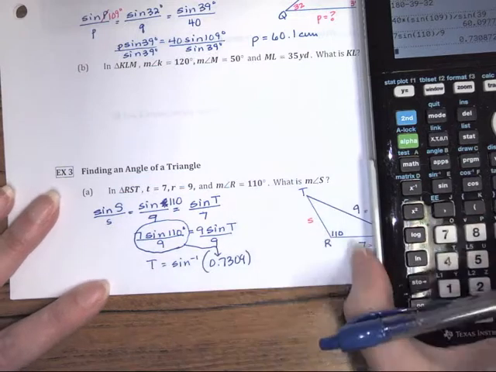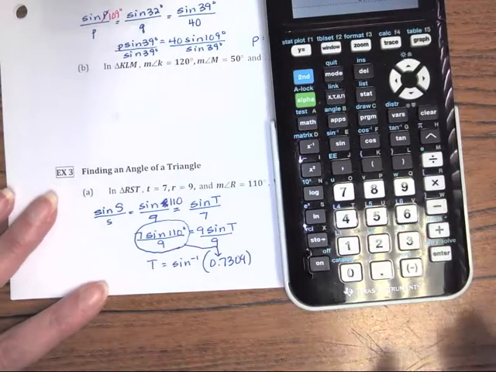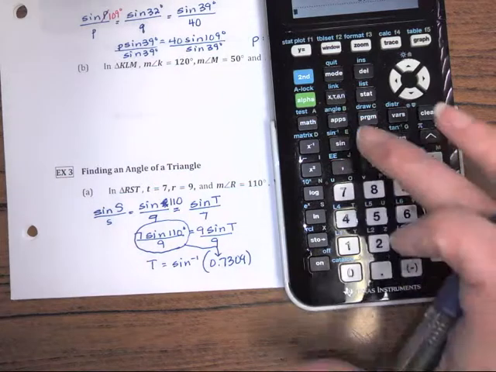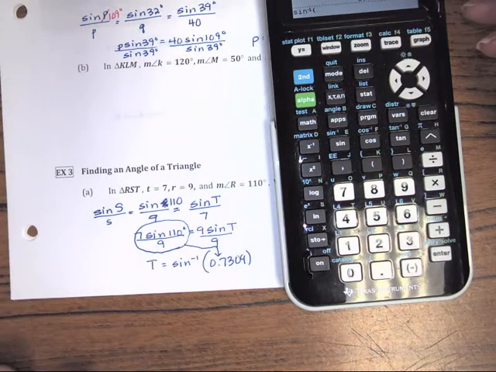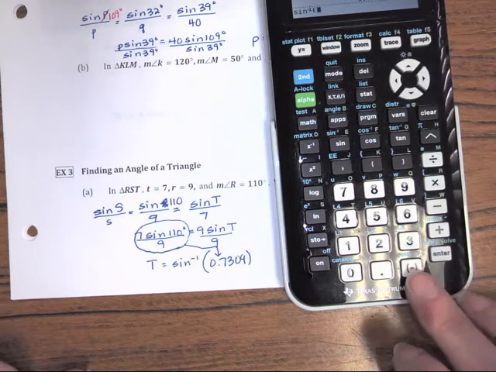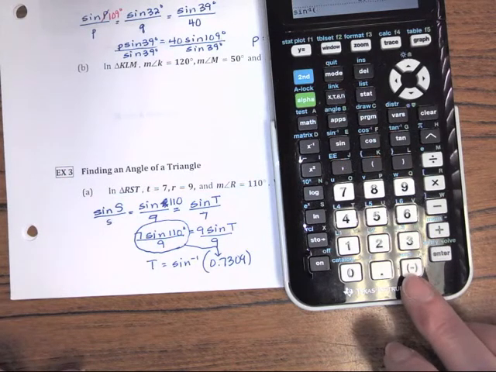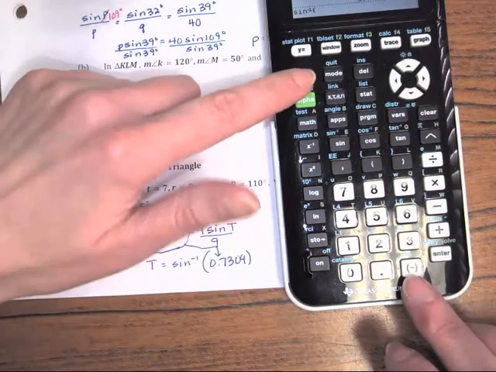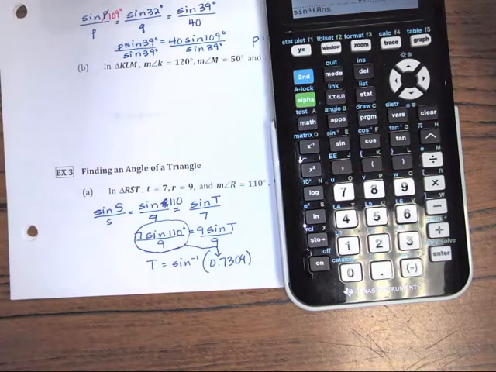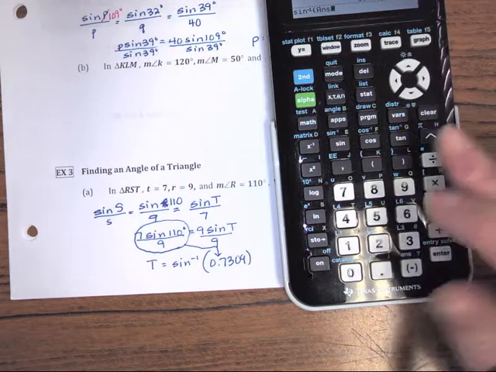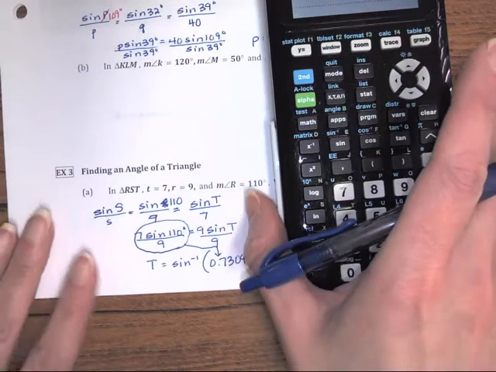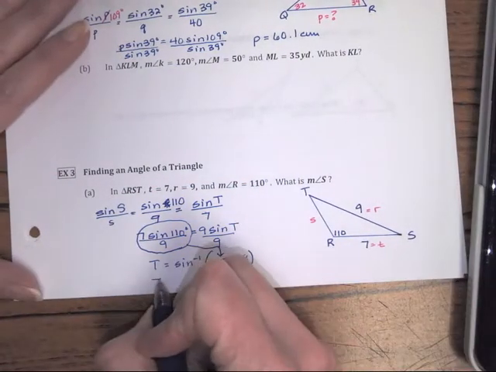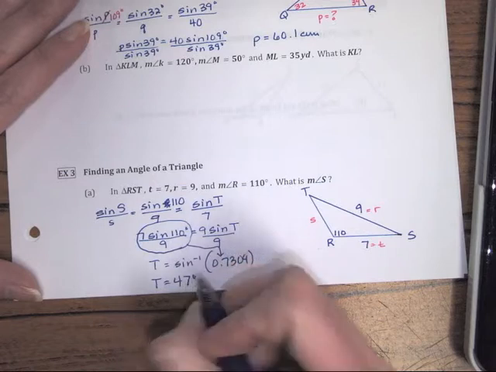I'm going to show you a lovely little trick that your calculator does. I need the inverse sine of that. So second inverse sine, I want this last thing that was just in my calculator, right? Go down here and you see the negative key. Second, that key will bring up your last answer, so it pulls it right in there. Close your parenthesis, and I get 47 degrees, okay? So t equals 47 degrees.